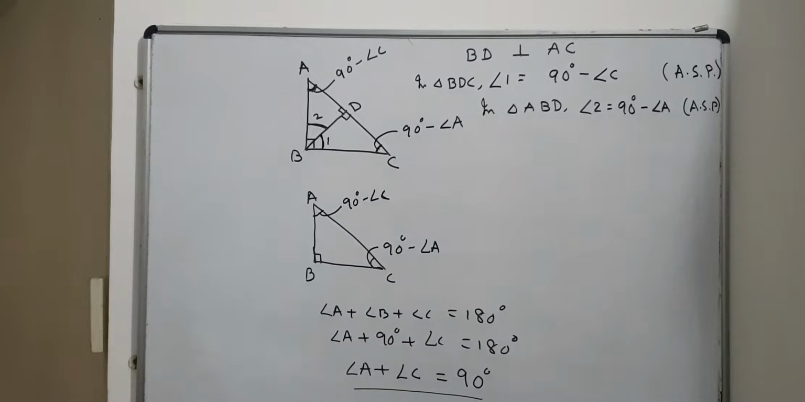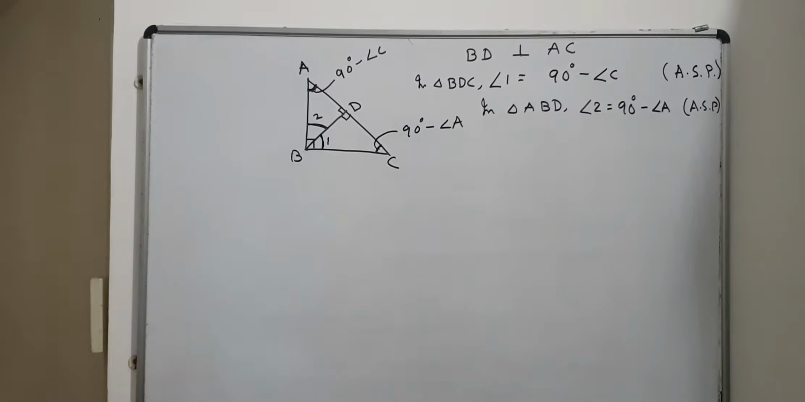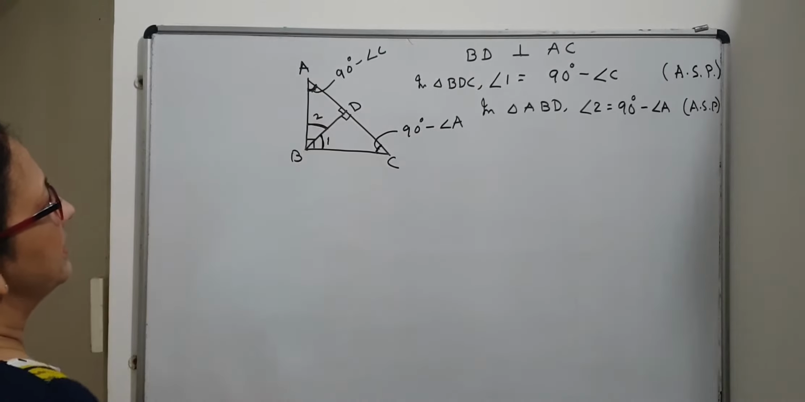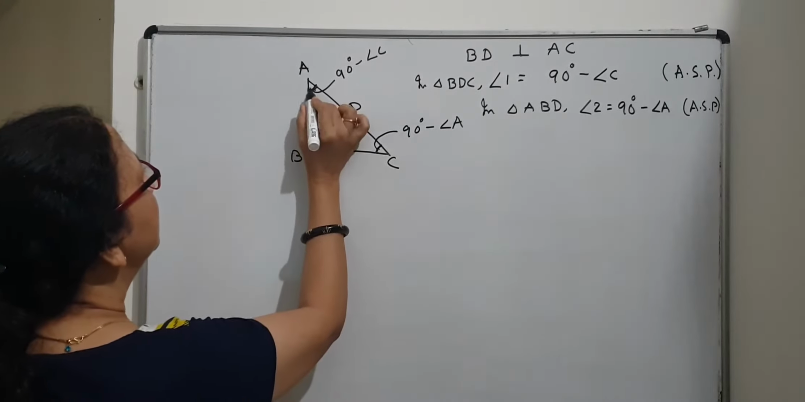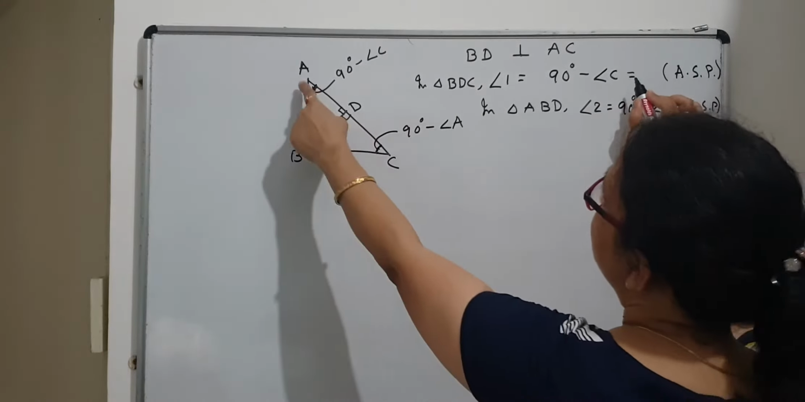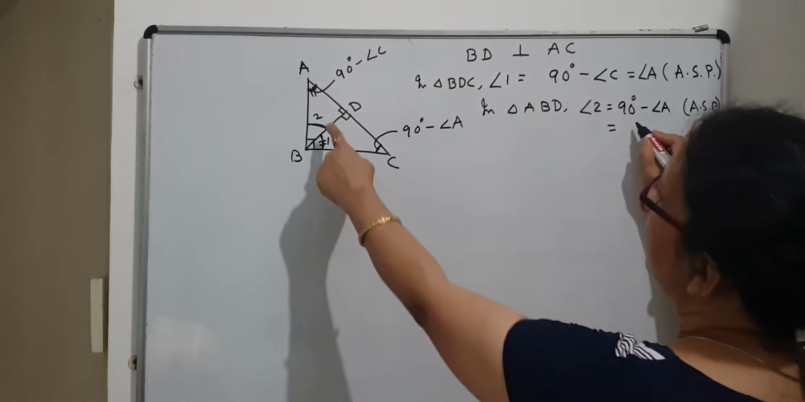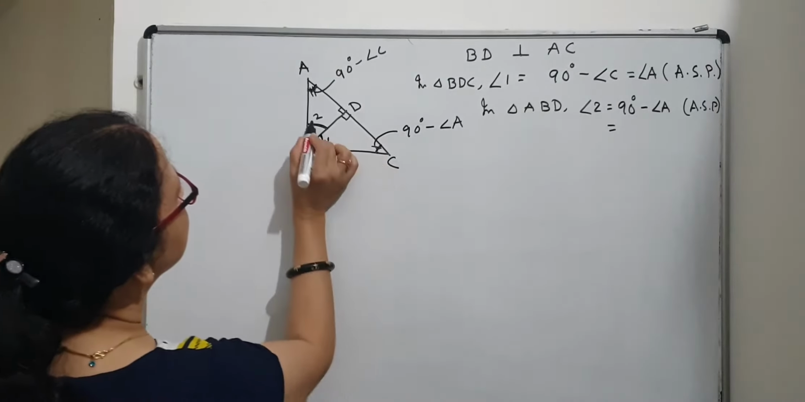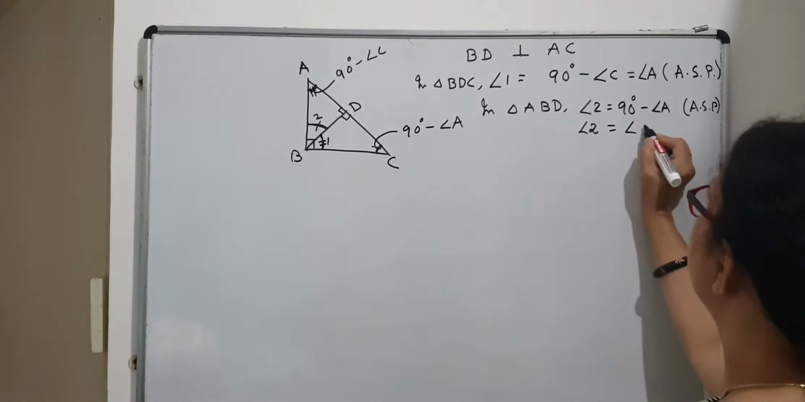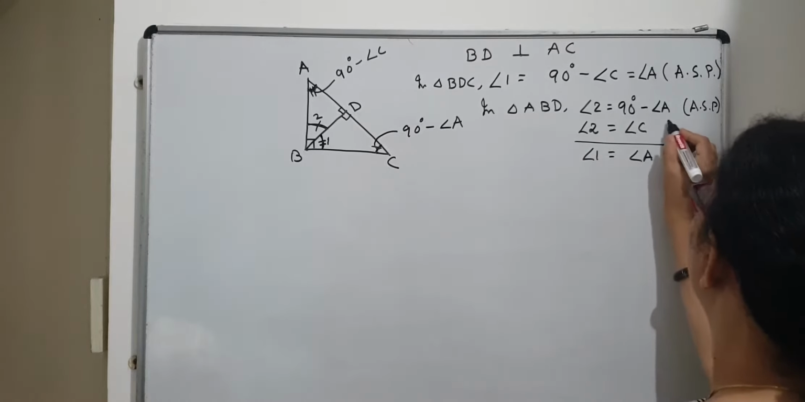So now I can erase this one. So what we can say now? Angle 1 is 90 degree minus C, and this is also 90 degree minus C. That means this angle is equal to this angle. Isn't it? This is equal to 90 degree minus angle A. And similarly, angle 2 is equal to this angle. So angle 2 is equal to angle C, and angle 1 is equal to angle A. So these two we have observed.